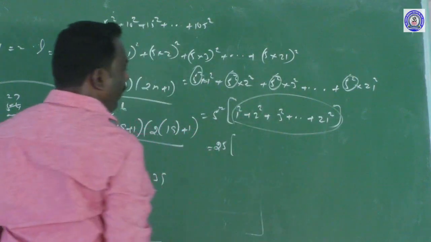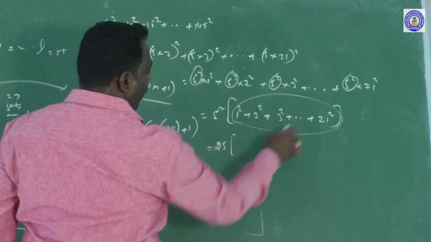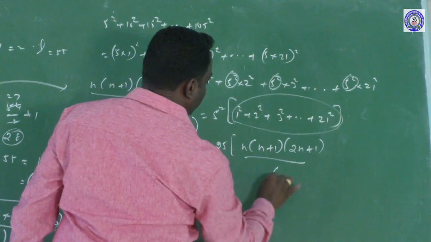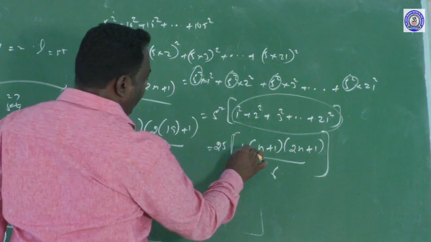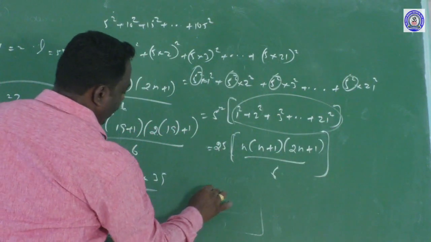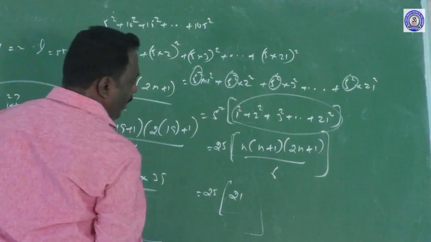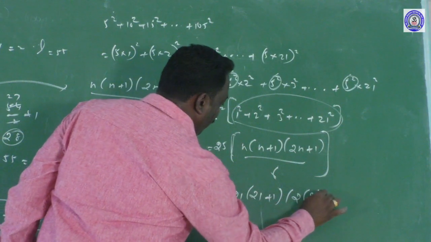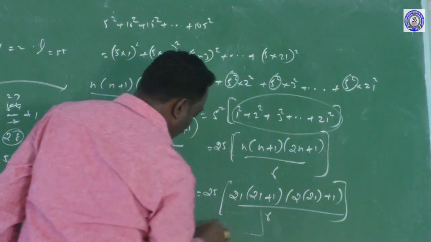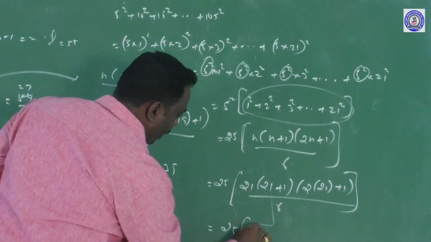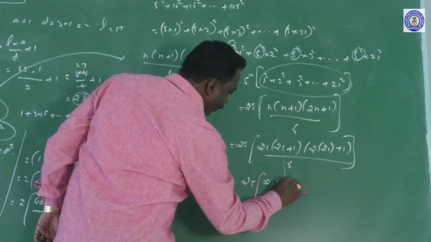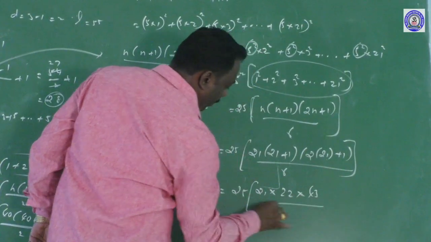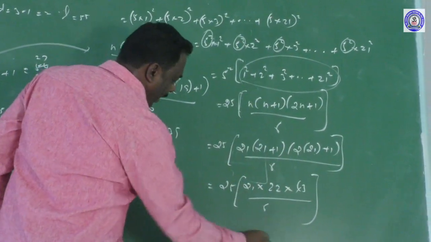We apply the n square formula. We know the n square formula is equal to n into n plus 1 into 2n plus 1 by 6. Now here we apply n value equal to 21. Therefore 25 within the bracket of n value equal to 21: 21 plus 1 into 2 into 21 plus 1 by 6. That is equal to 25 in the bracket of 21 multiplied by 22 into 42 plus 1, 43, by 6. Just cancel, and we get the final answer.